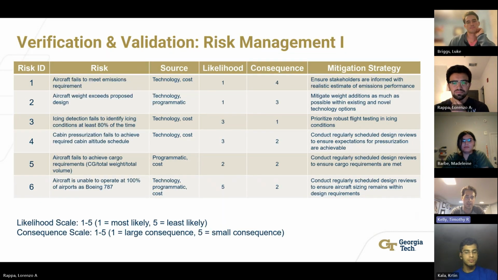Here's our verification and validation risk management matrix. Just pointing out one at the top, if the aircraft were to fail to meet the emissions standard requirement, that would be high consequence. On here, likelihood is 1 to 5, 1 being most likely, 5 least likely, and for consequence, 1 being a large consequence, 5 being a small consequence. So we think there's a pretty high likelihood of that emissions requirement not being met. However, we think the consequence is low since the overall design of the aircraft would be more beneficial than not.